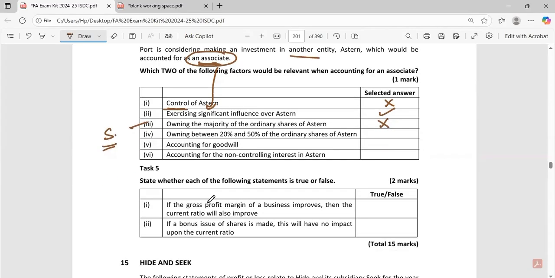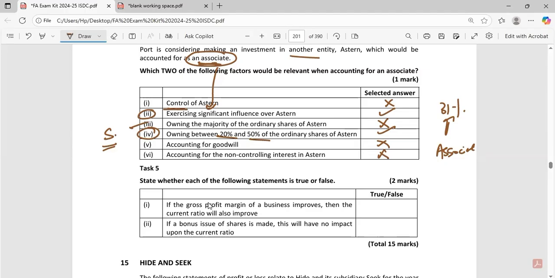Then owning between 20% and 50% of ordinary shares, that's right. Because when a company acquires, suppose, 31% shares, then we say that it is an associate investment. So the holding should be between 20% and 50%. Then accounting for goodwill, no. We never calculate goodwill upon doing associate accounting. Accounting for NCI, again, no. So our correct answer is 2 and 4. Then next question.